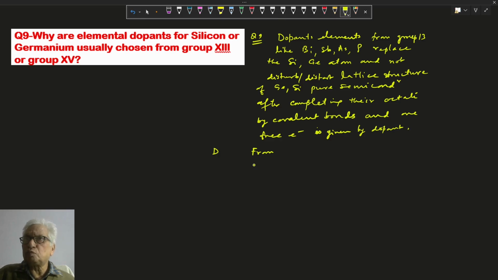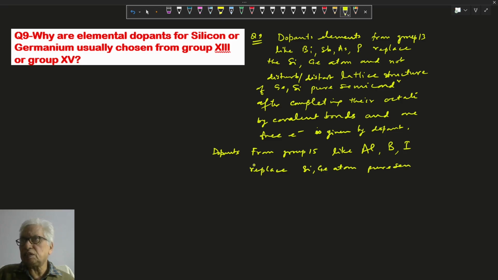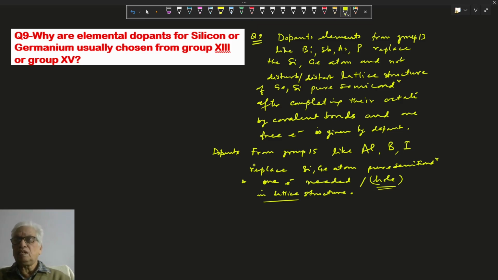Similarly, dopants from group 13, like aluminum, boron and indium, also replace the silicon and germanium atoms in the pure semiconductor lattice and do not disturb it at all. One more electron is needed, which creates a hole in the lattice structure. So groups 13 and 15 are both used, and this way both increase the conductivity.